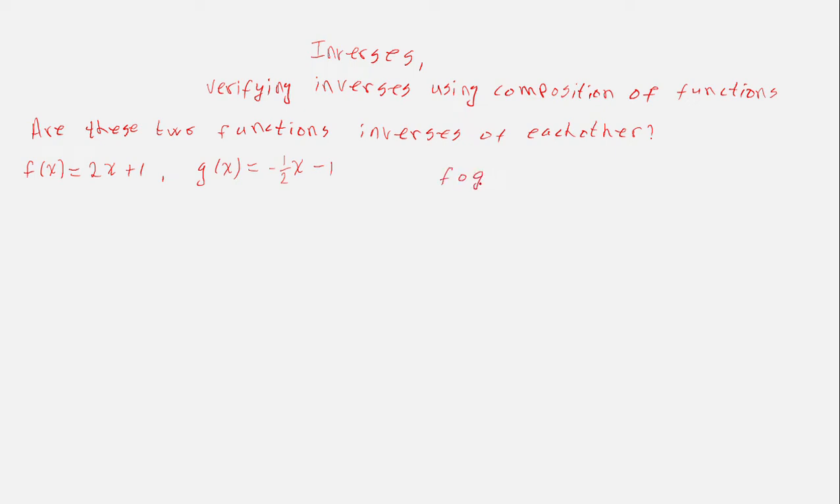f composition g of x has to be equal to x, and then g composition f of x also needs to be equal to x. So for the two functions to be inverses of each other, both of these statements need to be true. As soon as one of them is not true, the two functions are not inverses of each other. So let's see, in our case, will they be inverses?